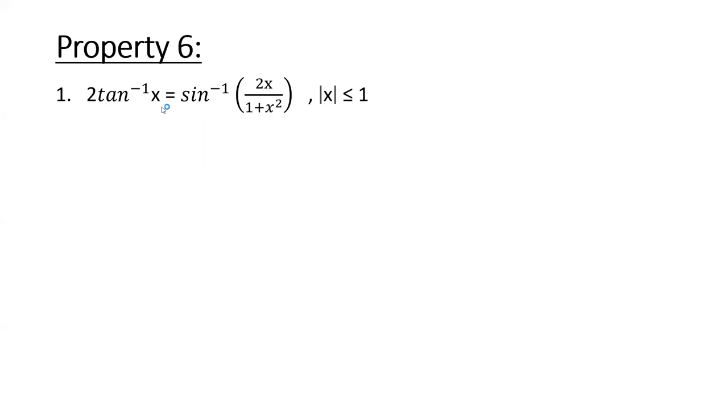So we will continue our last topic. We were doing inverse trigonometric functions. This is the last property of inverse trigo. The next property is this one: 2 tan inverse x is equal to sine inverse 2x by 1 plus x squared. We will do the proof of this property.